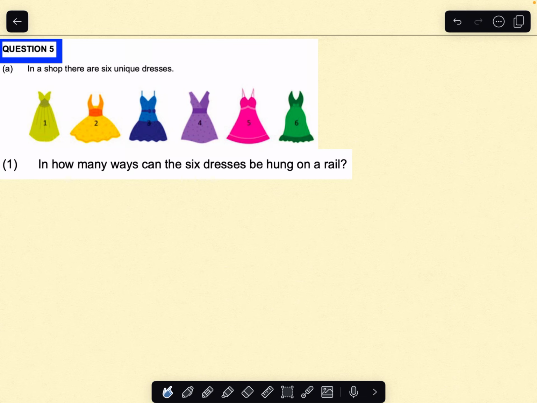Wow. Okay, so there we go. 6 very unique dresses, very colorful. In how many ways can the 6 dresses be hung on a rail?